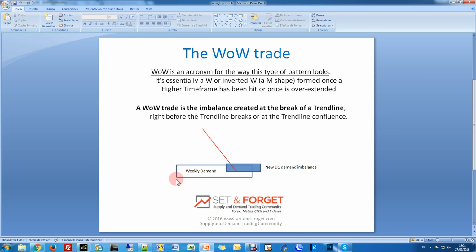So if this is the weekly demand, for example, because these patterns normally happen when a higher time frame area is in control. If a weekly area of demand is hit, price breaks. This is, let's say, the daily trend line. Price hits that weekly area of demand and rallies and breaks the descending trend line, creating a brand new daily imbalance or other imbalances in lower time frames. So it is a new imbalance created at the break of the trend line, right at the break or before the break of the trend line, which essentially inherits the property of the one area that removes the trend line.